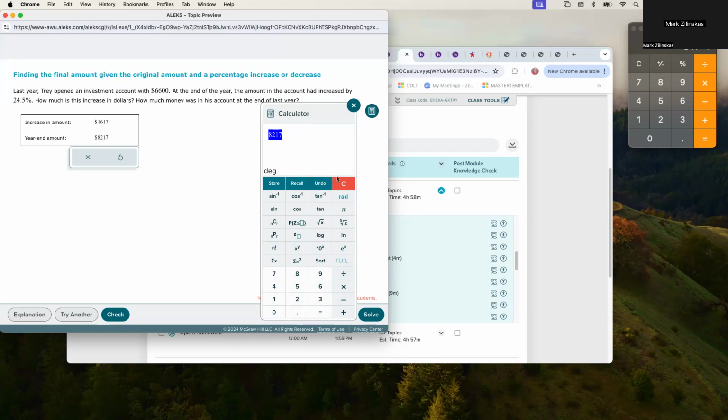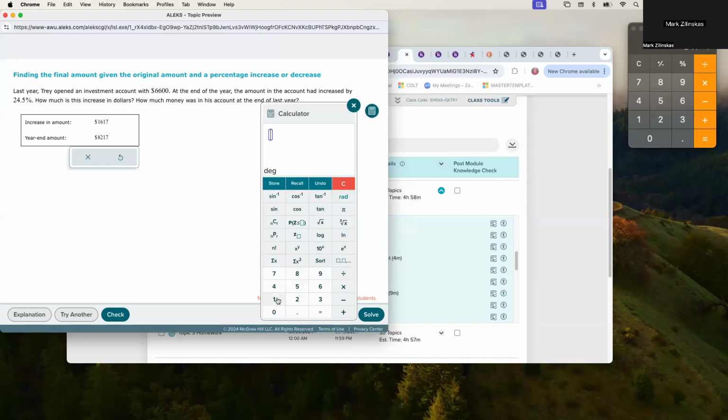Another way of doing this, let's say we didn't want to know the increase amount, or we wanted to find the year-end amount first. If it increased by 24.5%, that means he has 124.5% of the original amount, which was 6,600. You could see that that would lead me right to this particular number. And then if I would subtract the 1,617 from it, I must have hit something different here.